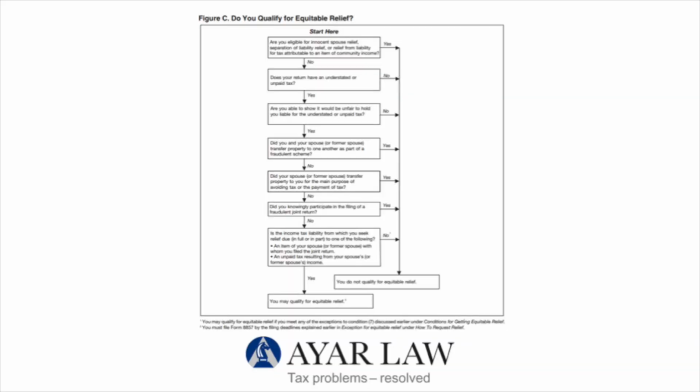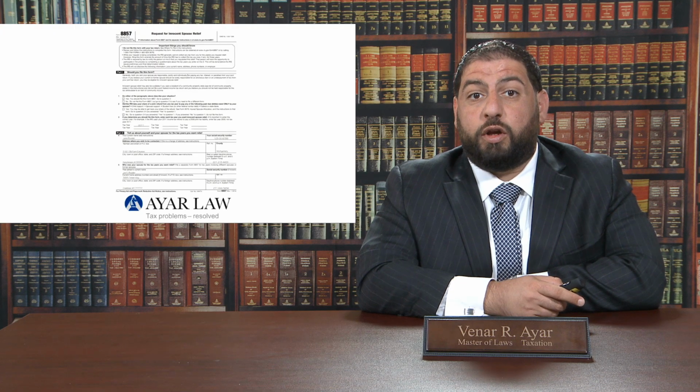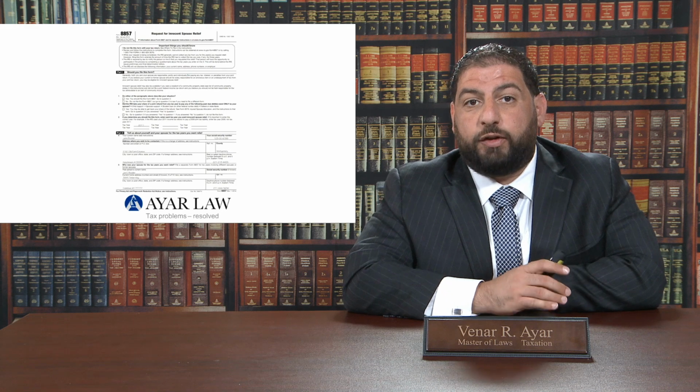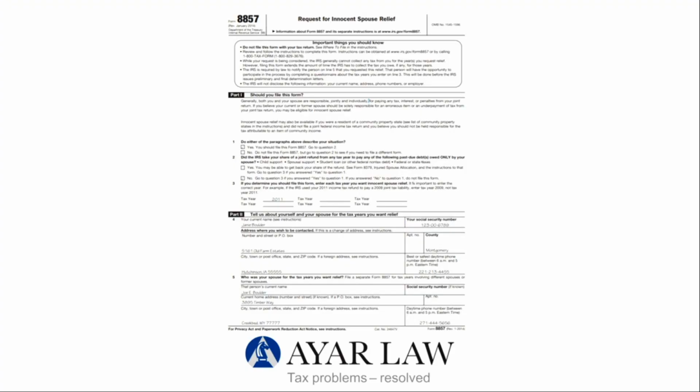Like with the separation of liability relief, there is a flow chart available in IRS Publication 971 that runs through all the factors or all the conditions for relief. Okay, so now really quickly, I'm going to show you what an actual 8857 form looks like and how to actually request innocent spouse relief.